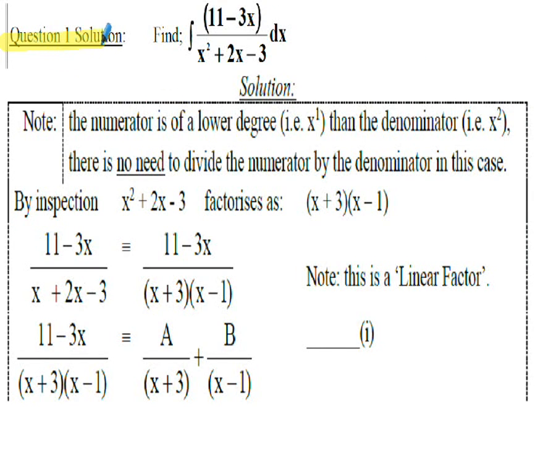So question 1 solution here, we're asked to find the integral of the 11 minus 3x divided by the x squared plus 2x minus 3. First of all, make sure you can factorise the denominator, which you can in this case. The two factors are shown here. And then write the fraction in terms of the partial fraction shown here for constants a and b, equation 1.